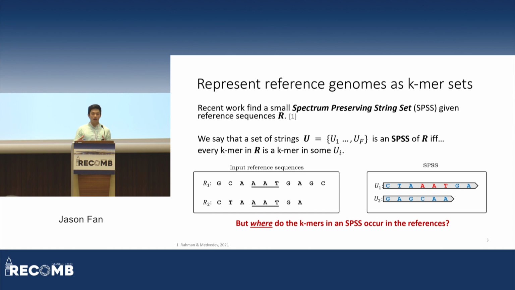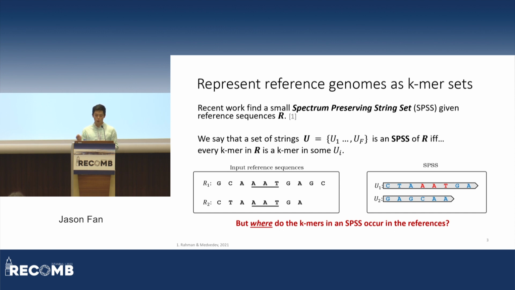I'm going to talk about the set of indexes that care about representing reference genomes as k-mer sets. There's been very interesting work from some of us here in the room today about finding small, what we call spectrum-preserving string sets, when given an input set of reference sequences. Briefly, an SPSS, a spectrum-preserving string set, is a set of strings U such that every single k-mer in my reference is also in some string in the set U.